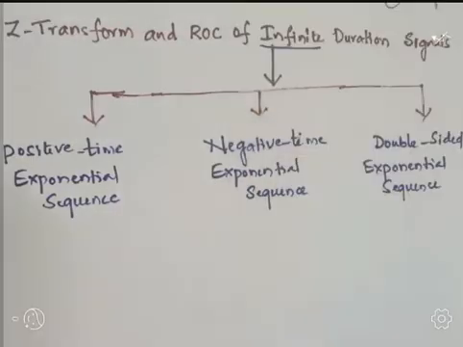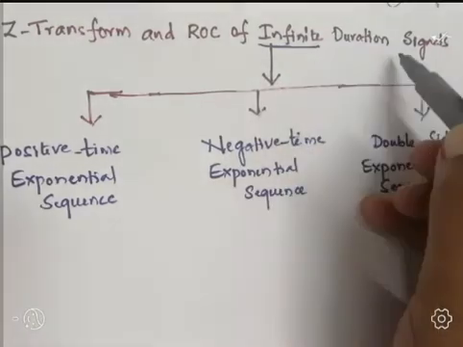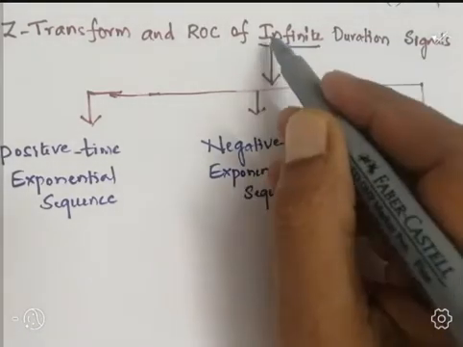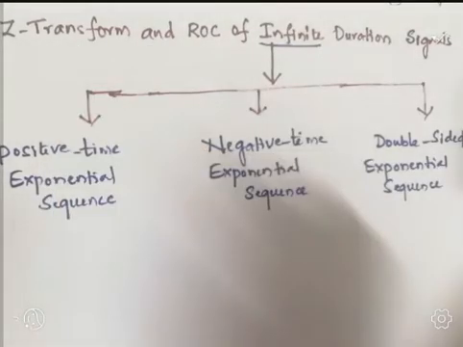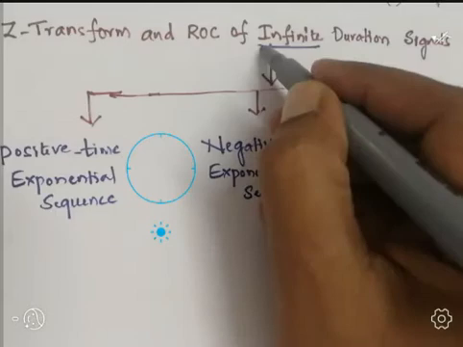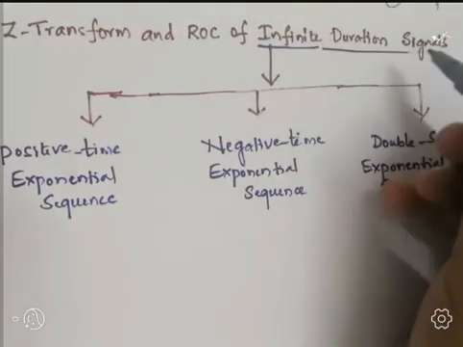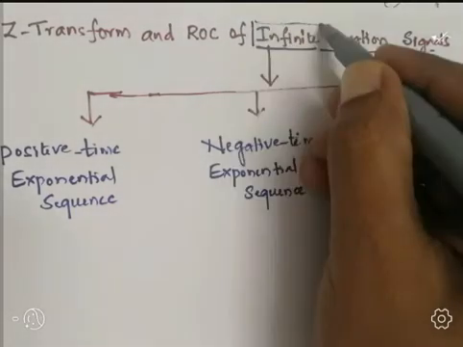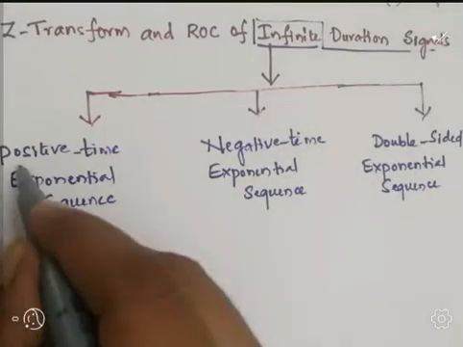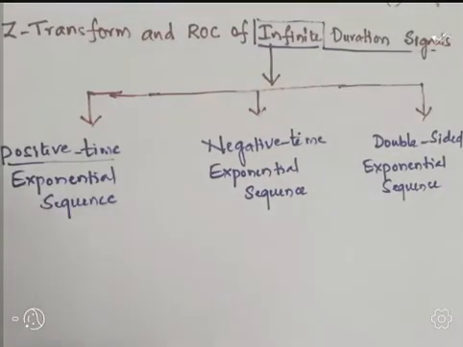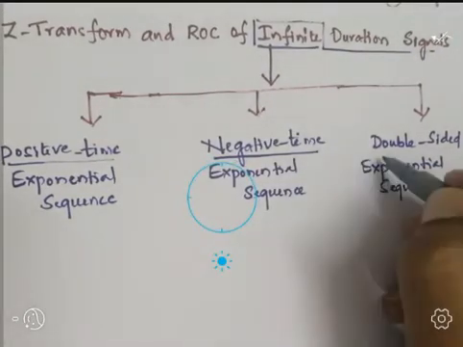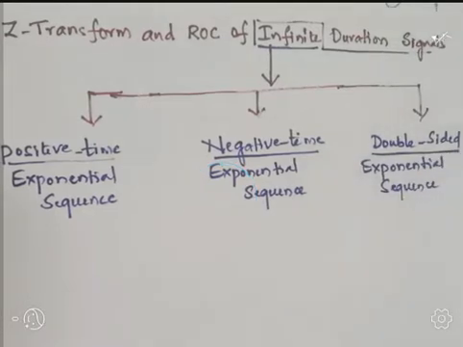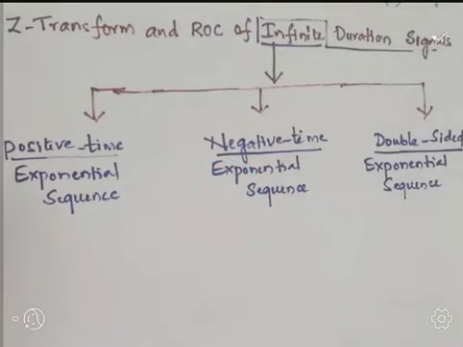Now, in today's class, we are discussing Z-transform and ROC of infinite duration signals. In previous sessions, we discussed finite duration signals. Now we are going to find the Z-transform as well as the ROC for infinite duration signals. For this case, we are categorizing into three cases. One is the positive time exponential sequence, the second is the negative time exponential sequence, and the third is the double-sided exponential sequence. Let's see them one by one.